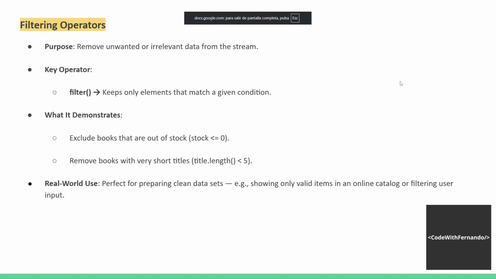Then we have filtering operators. Purpose: remove unwanted or irrelevant data from the stream. What it demonstrates: exclude books that are out of stock. These are some examples. Remove books with very short titles. In a real-world use, this is perfect for preparing clean data sets, showing only valid items in an online catalog, or maybe filtering user input.